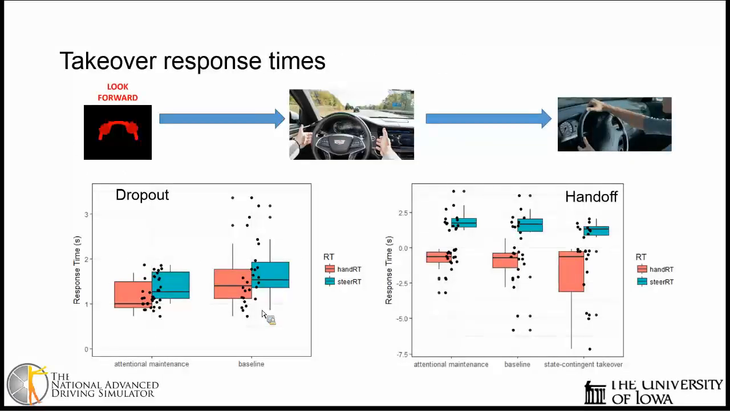If we look at handoff situations, I've plotted all three of our conditions here. And again, these are more planned out situations where the automation knows that it's going to have to hand back control. The really interesting effect here seems to be for our state contingent group. You can see here that they're getting their hands back on the wheel much more quickly in certain cases than our other groups. Negative values here indicate that they're returning their hands to the steering wheel even before they're getting the takeover request.